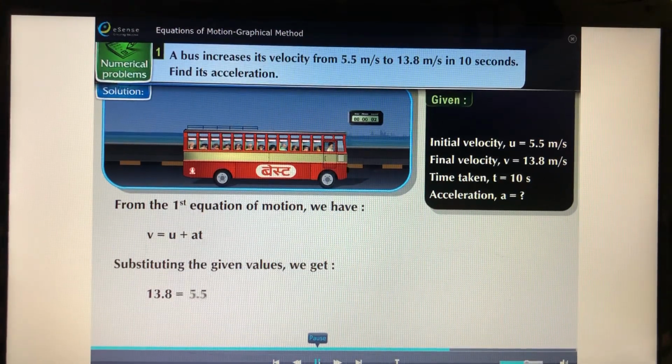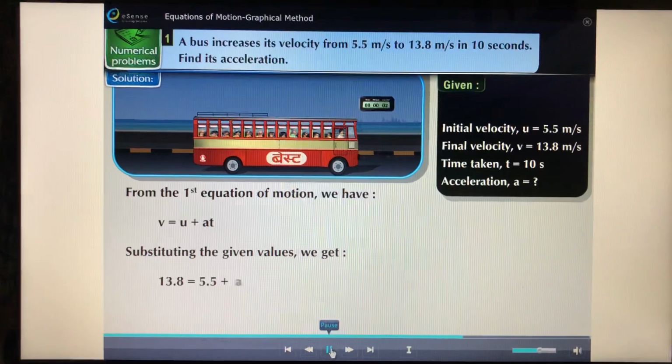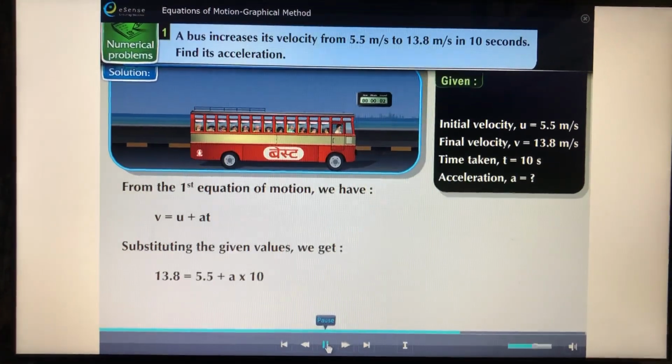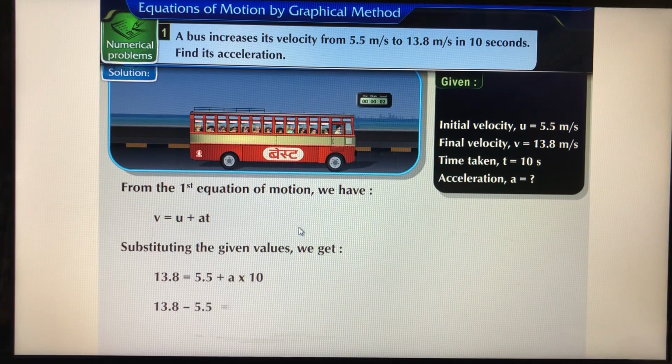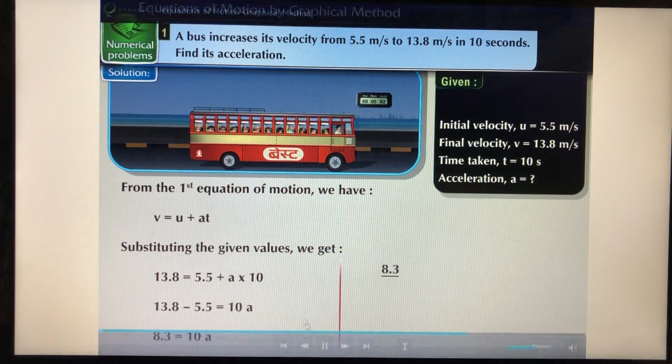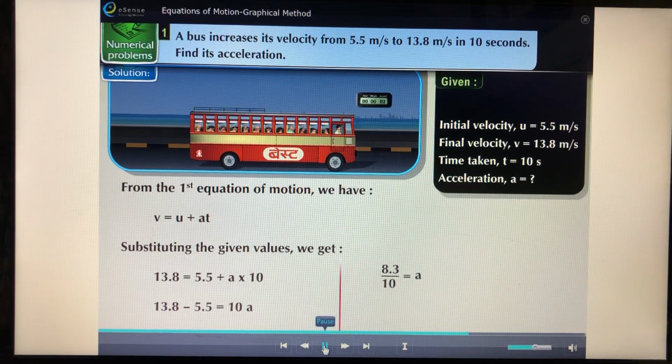13.8 = 5.5 + a × 10. 13.8 − 5.5 = 10a. 8.3 = 10a. 8.3 divided by 10 is equal to a. 0.83 meters per second square is equal to a. So this one is the answer.